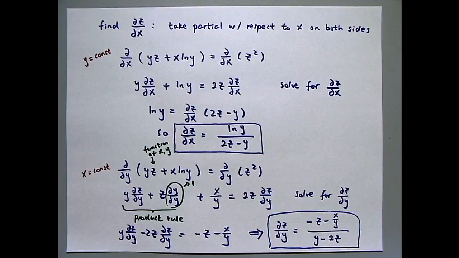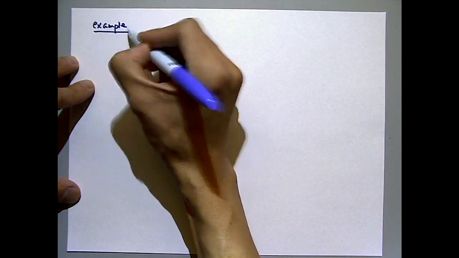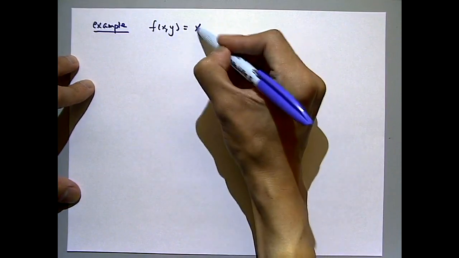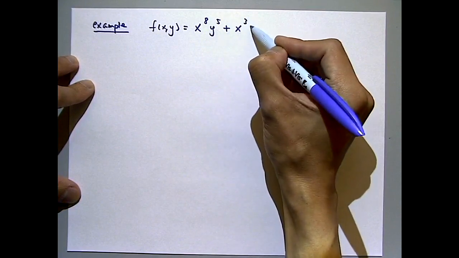Okay, questions? Are we okay with the idea of a partial derivative here? Okay, now we're going to do second order derivative. So let's go back to that polynomial function we looked at earlier. x to the 8th, y to the 5th, plus x to the 3rd times y.